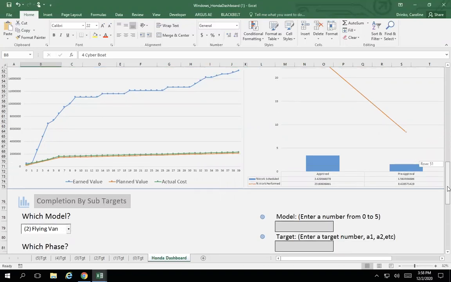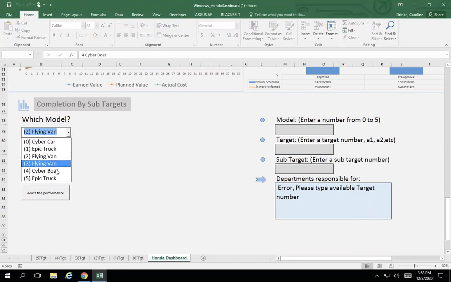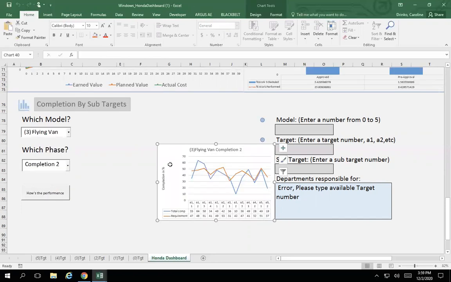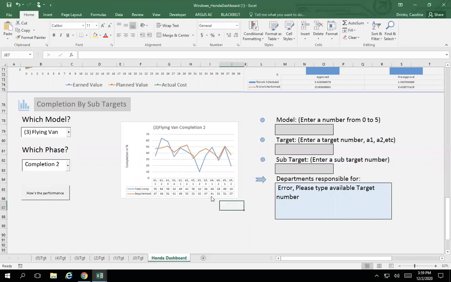If we continue down, we can take an even deeper look into how these projects are doing by looking at some sub-targets. On the left, we get to select which model we want to take a look at. And then we can choose what phase of that model we want to be looking at. And clicking the button provides us with a graph that compares the total completion to what was required to be completed.